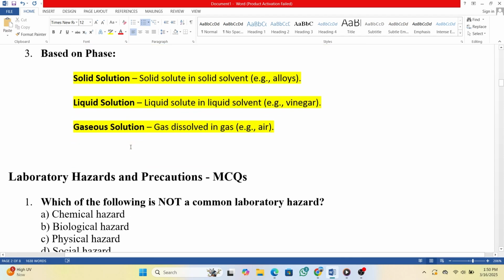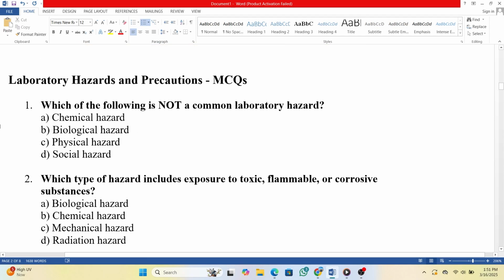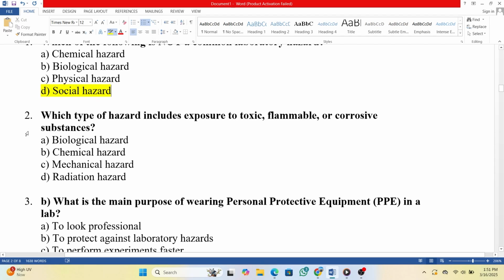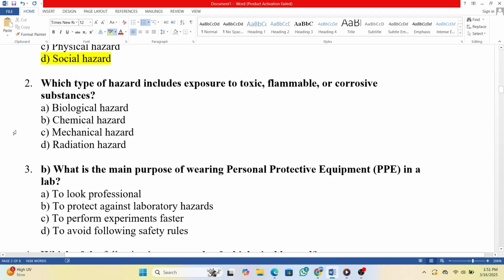Laboratory hazards and precautions, MCQs. 1. Which of the following is not a common laboratory hazard? A. Chemical hazard. B. Biological hazard. C. Physical hazard. D. Social hazard. Answer, D.